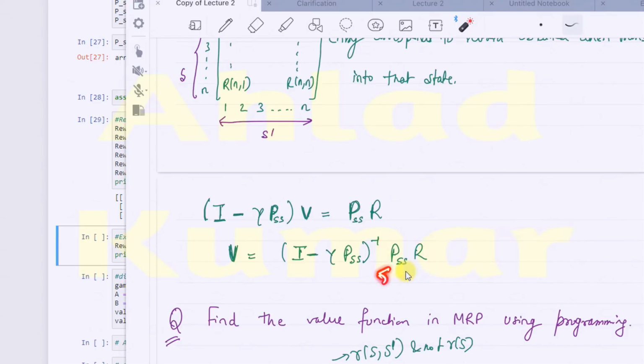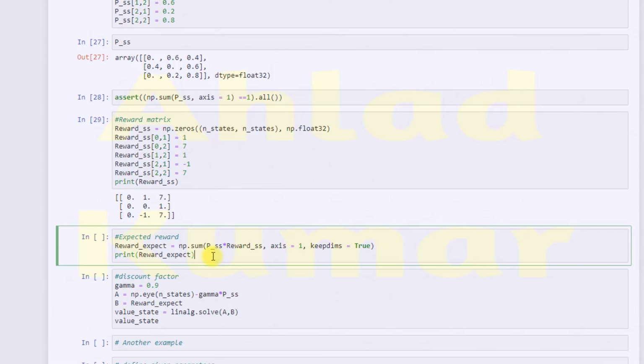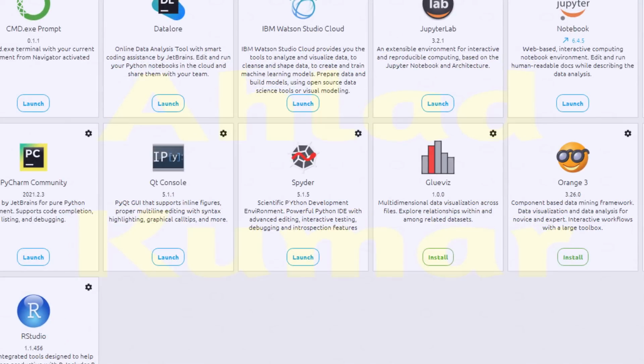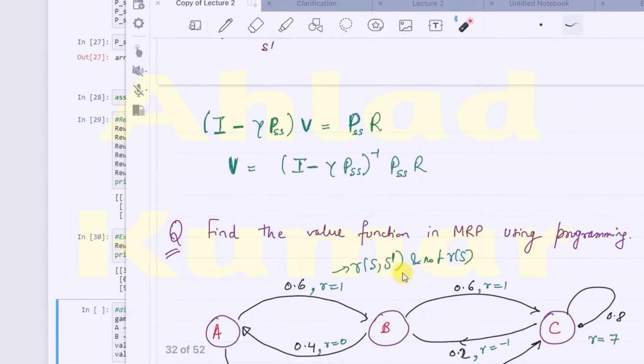So what we are saying over here in this code. Let me run this. This will be the expected reward that you will get. And now in this particular piece of code, what we are trying to do is implement this equation which is given over here. So we are implementing this now. We have already calculated this, and now we are calculating this, and let us see how we will do that.